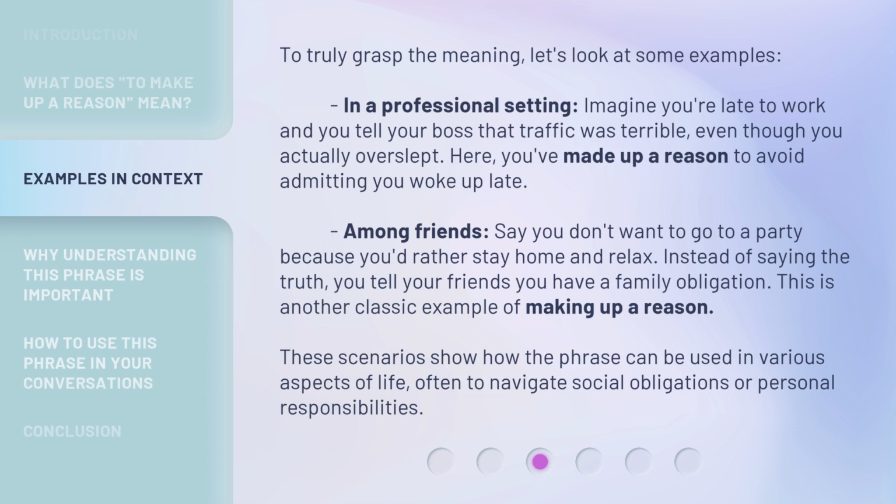Among friends, say you don't want to go to a party because you'd rather stay home and relax. Instead of saying the truth, you tell your friends you have a family obligation. This is another classic example of making up a reason. These scenarios show how the phrase can be used in various aspects of life, often to navigate social obligations or personal responsibilities.